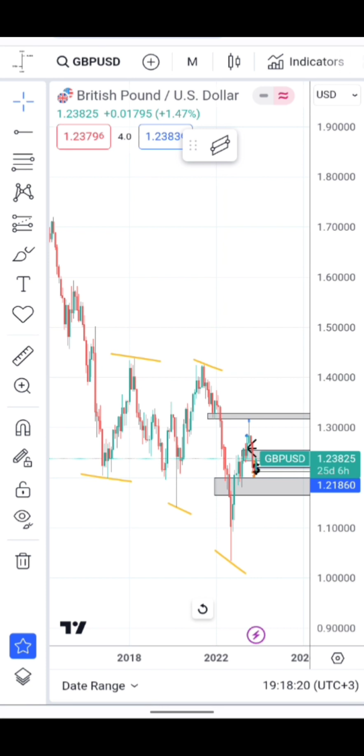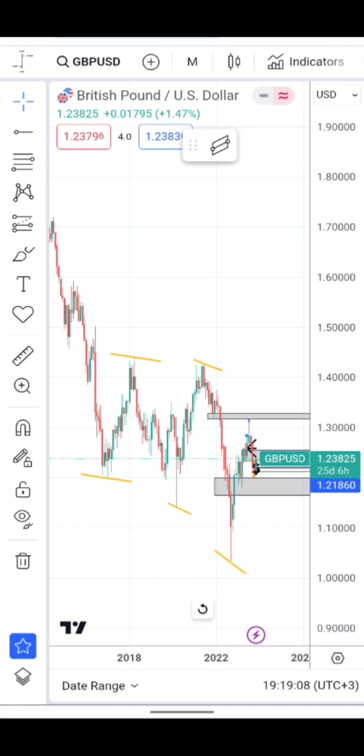Welcome to my weekly analysis for GBPUSD from Monday, November 6th to Friday, November 10th. I'm going to go through the top-down analysis on both GBPUSD and the US dollar index.